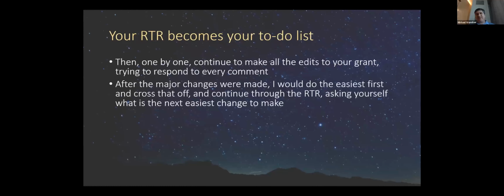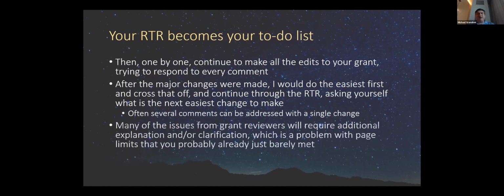After the major changes are made, I do the easiest first, cross that off, and continue through the RTR, asking yourself, what is the next easiest change to make? Okay, what's the next easiest thing I could do? And so then you've got the important stuff out of the way, and then you can optimize your speed of progress. Often, several comments can be addressed with a single change.